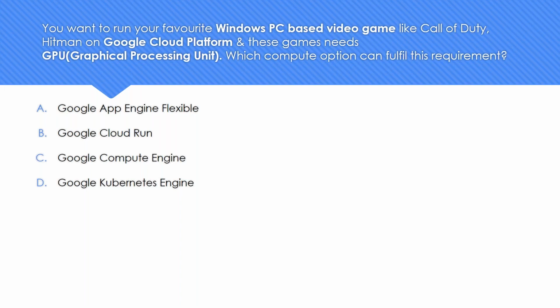Now option D, if you ask, is also going to be a good choice. The reason is, of late, Google started providing support for Windows based workloads. For example, if you challenge saying Kubernetes does not support GPUs, I can show you it supports. If you say Kubernetes does not support Windows, I can show you it supports Windows.